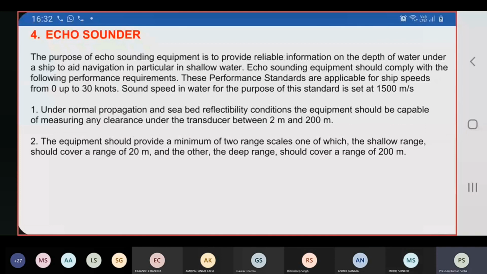Familiarize with the performance standard requirements of the echo sounder. Normally first the introduction will be there: the echo sounder is used for depth measurement. It should provide the depth measurement either at the full speed of the ship or at least 30 knots. The speed of the sound waves that we take is 1500 meters per second, as already discussed so many times.